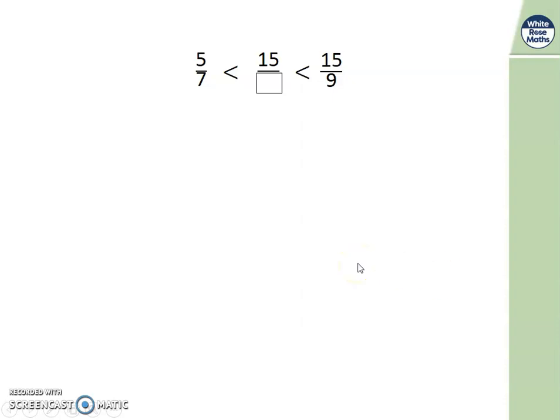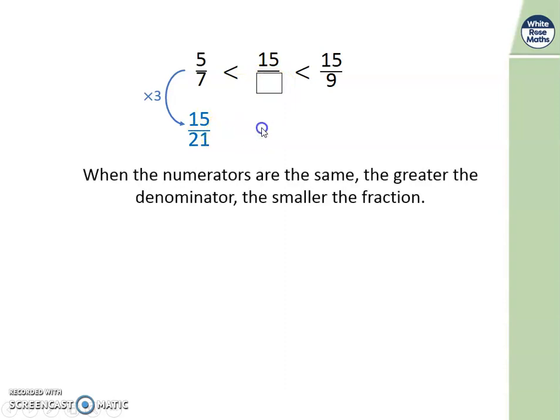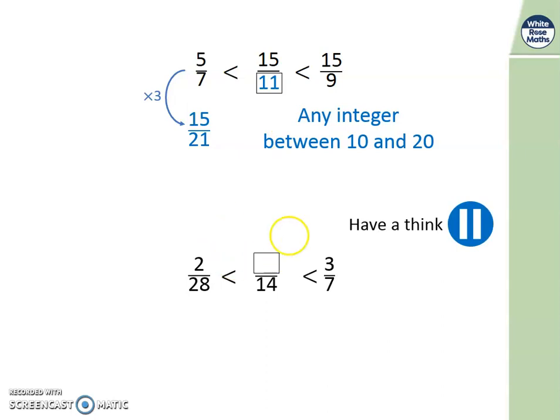Let's have a look at this question. 5 7ths, 15 somethings, and 15 9ths. We could times that by 3 to get to 15 21sts, and this has to be less than this one. That's 15 9ths. So the number here can be between 10 and what's less than that? 20. So that number could be 11, all the way up to 20. Well done if you spotted that.